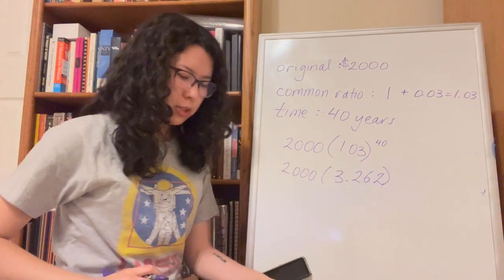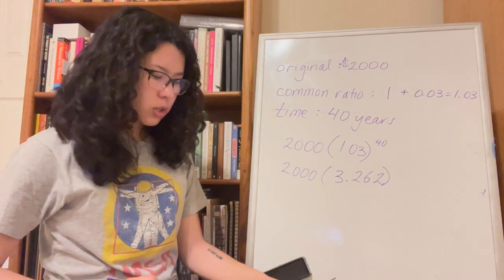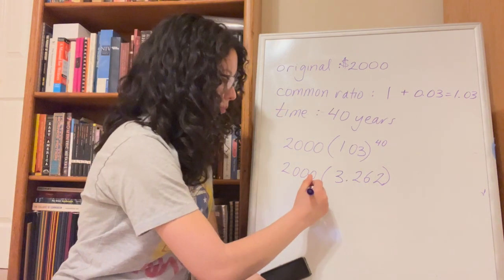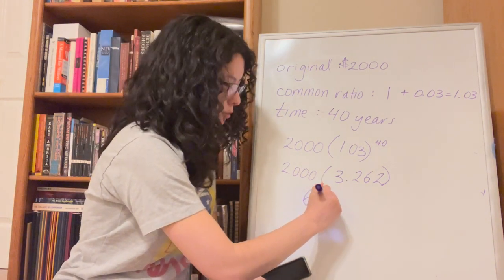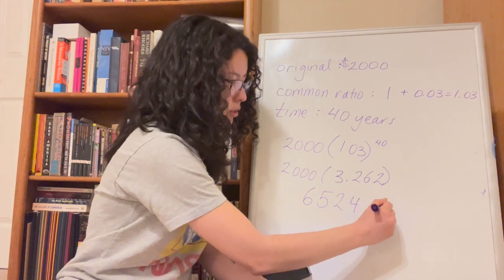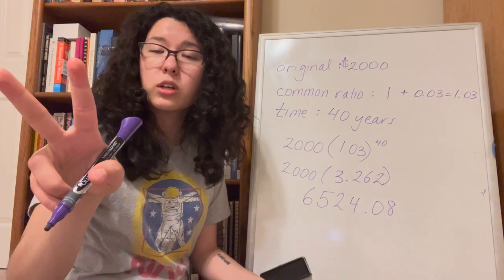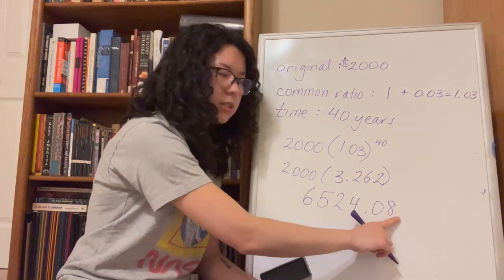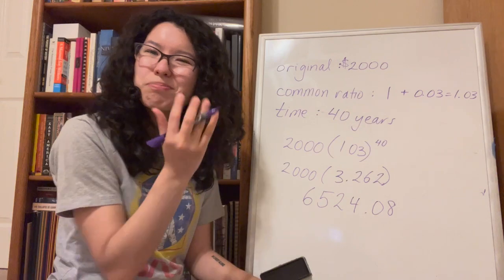And then I'm going to do my multiplication. So times 2,000. And that will give me 6,524.08. Now I've rounded it to 2 decimal places because it's money. And with money, you can't have any more than 2 decimal places because we got cents and nothing past that.